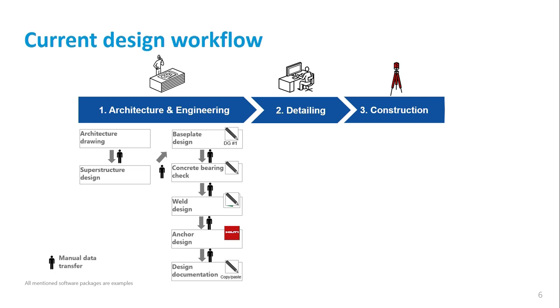And so far, these tasks are all kind of isolated. So if you say you do base plate design with DG1, so you need to transfer the loads from the superstructure design manually. It's normally printed out. And then you need to read the report, look which load combination is the governing one, and so on. So that's a manual and a slow process.